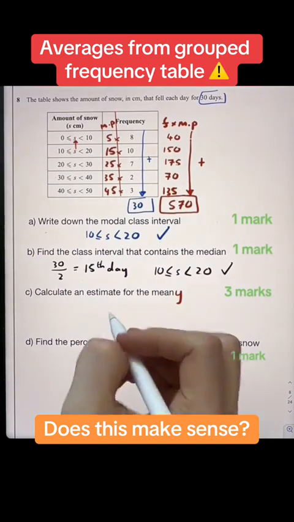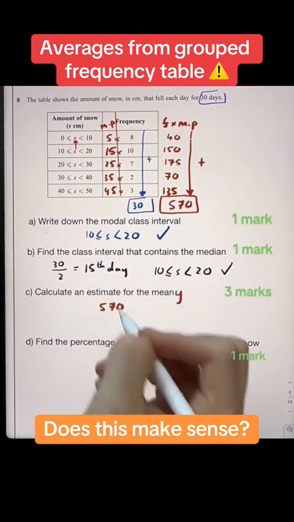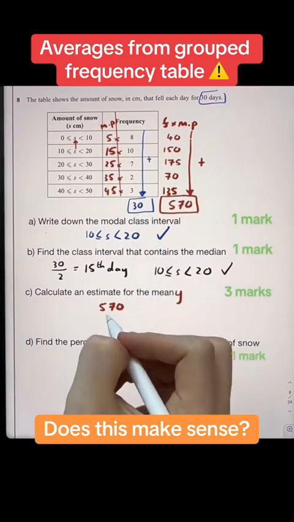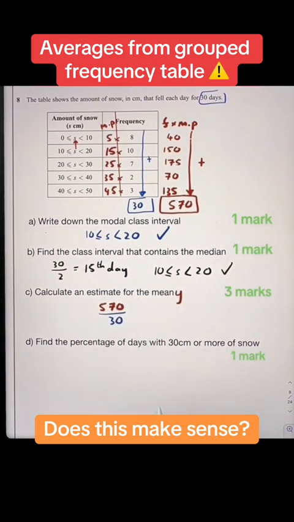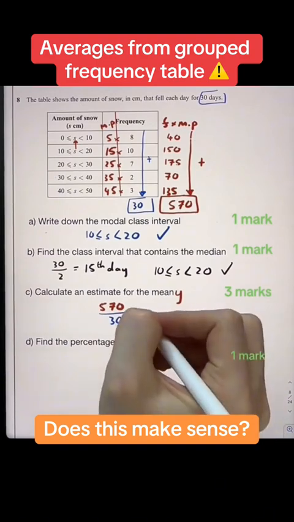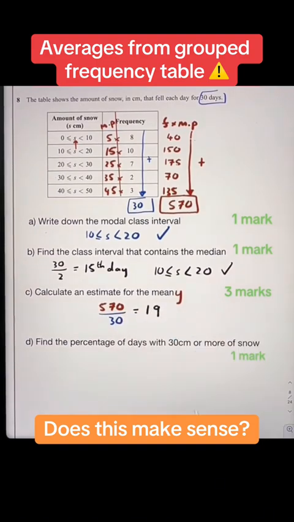All we do to work out an estimate for the mean is we divide our total frequency times midpoint, in this case our 570, and we always divide it by the total frequency, which in this case is 30. And 570 divided by 30 will give us an estimate for the mean of 19. It's an estimate as it's group data, as we don't have the individual days of snowfall.